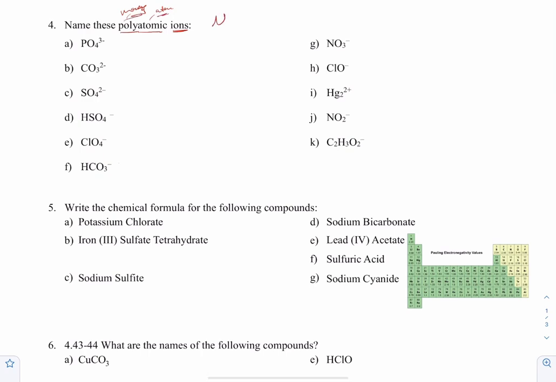Previously we've been working with monatomic ions, so just one-atom ions, like Na plus or Cl minus. They're just made of one atom with a charge. In this case, we have multiple elements, and then the compound itself has a charge. The polyatomic ions are one of the few concepts in Chem 105 that they just make you memorize directly. You just have to know these.